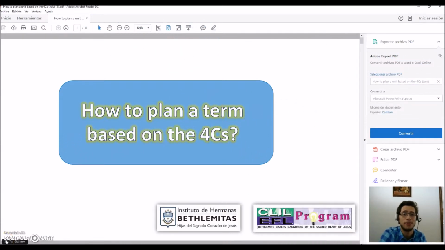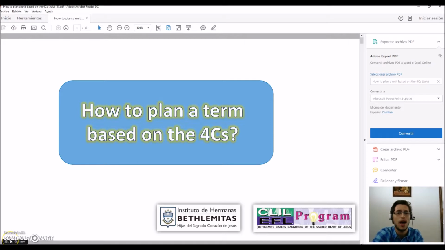Okay, in this third part of the tutorial, it's time for us to actually see how the 4 C's can be found in a unit of the book. Remember to distribute the whole book into the different terms of the year. So usually a term has 2 or 3 units of the book. In this case, the example is going to be only about 1 unit. And in this case, I took Our World number 3, student book 3 for 3rd graders.